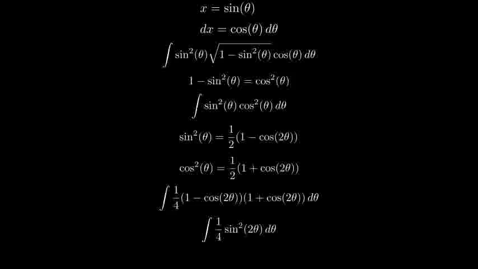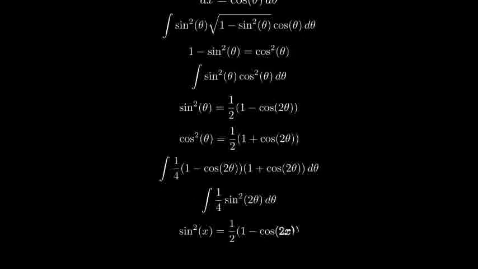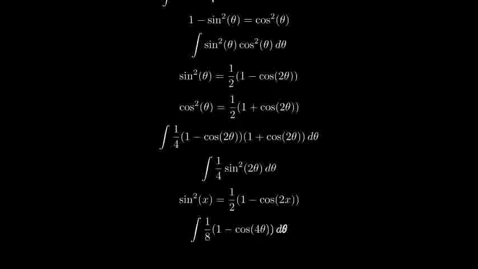To integrate sine squared of 2 theta, we use another identity: sine squared x equals 1/2 times 1 minus cosine 2x. Substituting this yields 1/8 times 1 minus cosine of 4 theta d theta. This integral can be computed easily. We integrate 1/8 d theta minus 1/8 cosine 4 theta d theta.